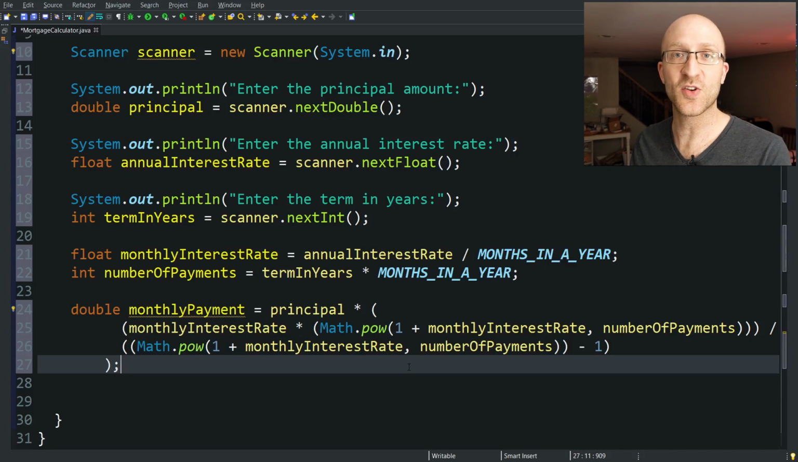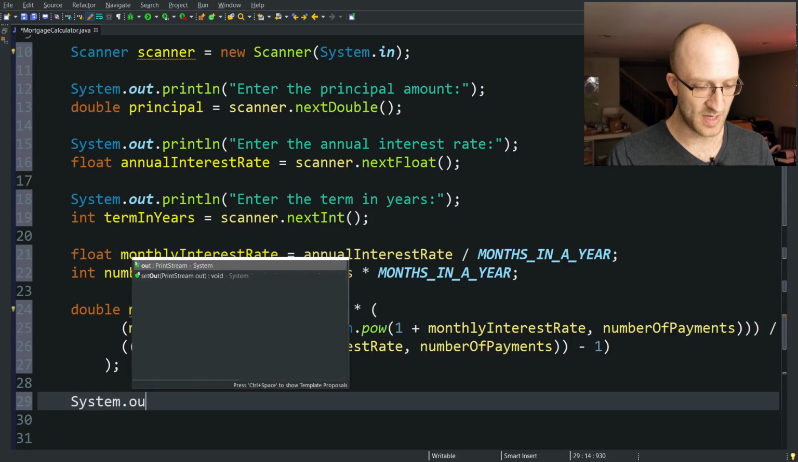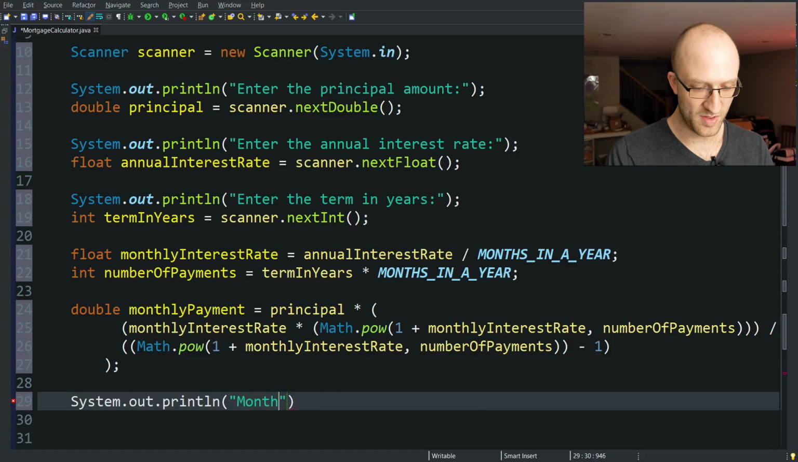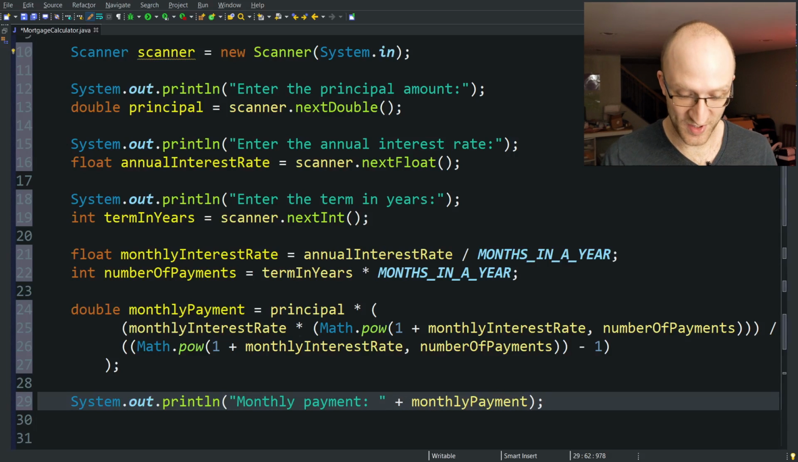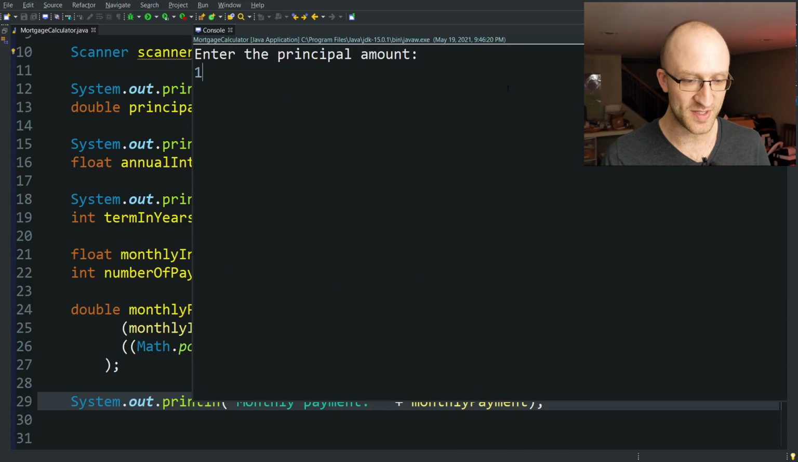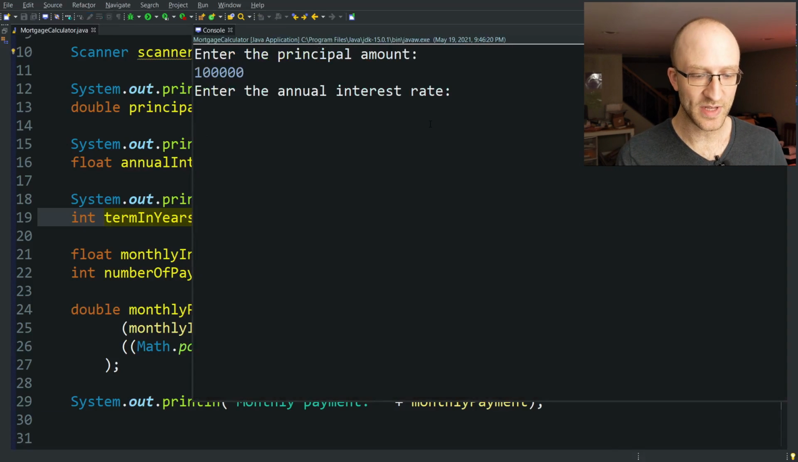Before we move on and calculate the full total payback amount for the loan, let's test this out and make sure it works. So let's just print out system.out.println monthly payment. Let's give this a run and see how it works. Enter the principal amount. Let's say it was $100,000. Nice round number. Enter the annual interest rate. Let's say 4%, so 0.04.